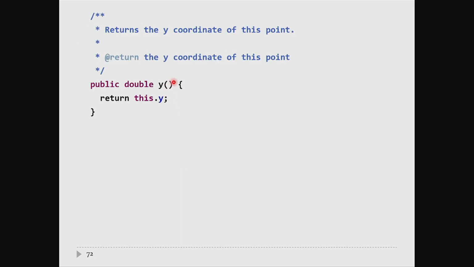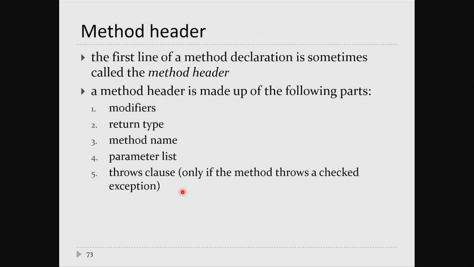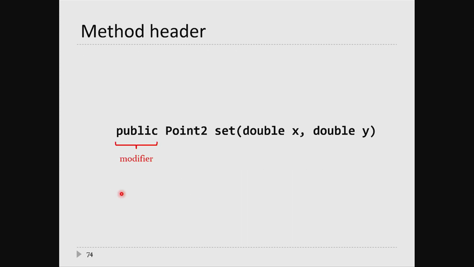So the stuff, the round brackets and whatever's inside the round brackets. And then five, you may have a throws clause, but we're not going to deal with that right now. So you only need this if the method throws what's called a checked exception, right? And I'm not going to tell you what a checked exception is for some time. So ignore 5 for now, but it can be there if you want it to be there.